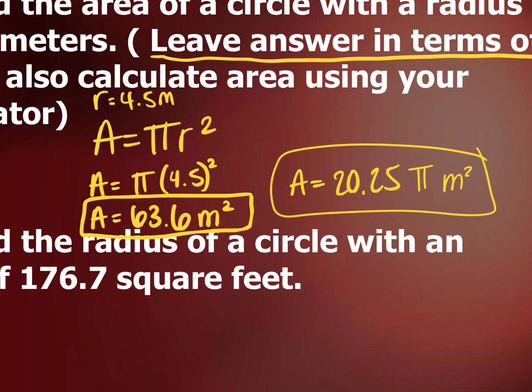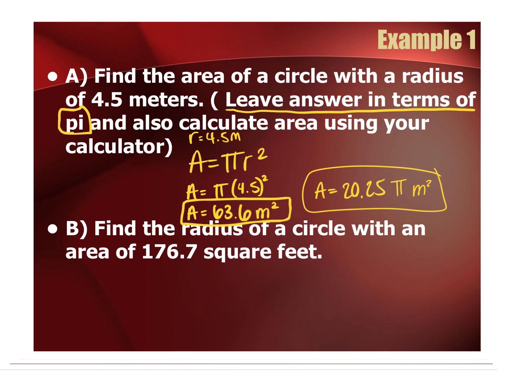Correct. Because it asked for one answer in terms of pi, and then one answer also calculated using your calculator. So it didn't say to round pi, did it? You should have used the pi button and not 3.14 in your calculator. Nick?